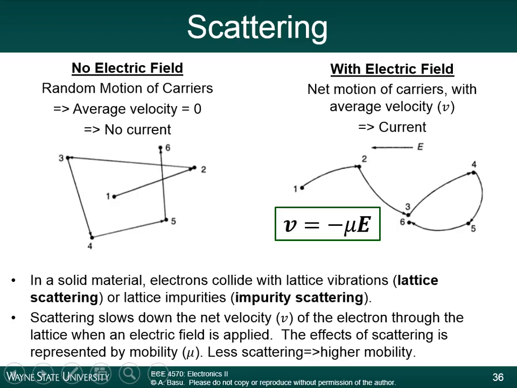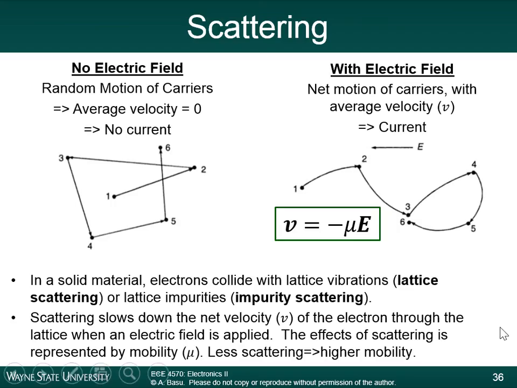So what we saw in the previous slide, the velocity of the electron in centimeters per second is equal to the mobility times the electric field. So the mobility has to do with how many collisions there are. What do you think will happen to the mobility the more collisions there are? It'll decrease. That's right. Whenever the electron is colliding a lot, the mobility of the material goes down.